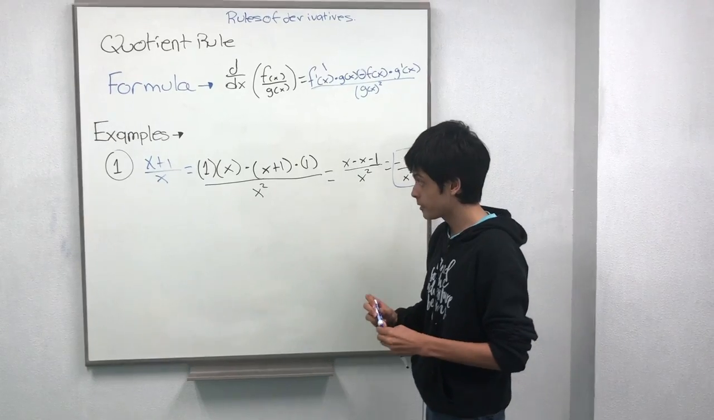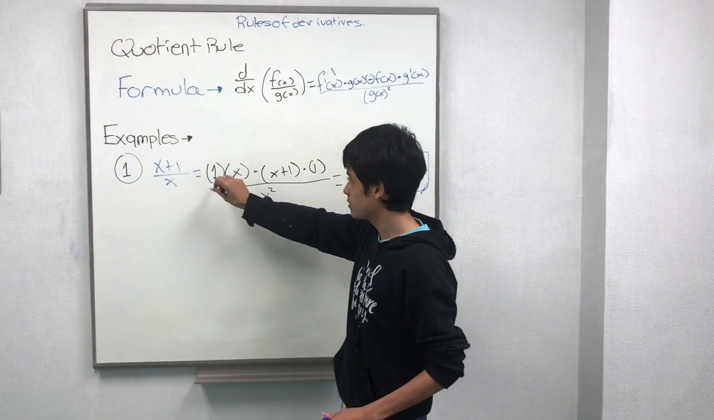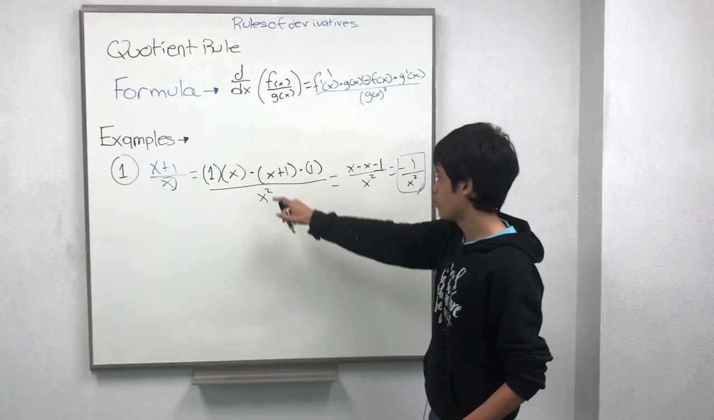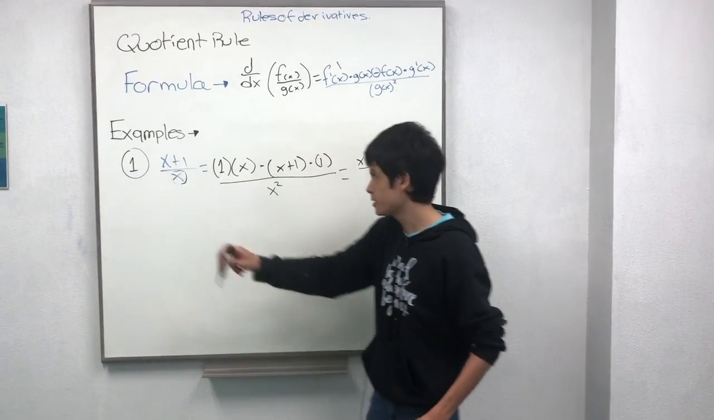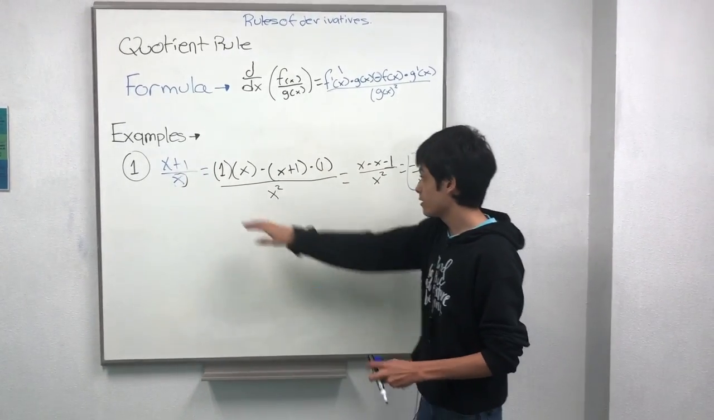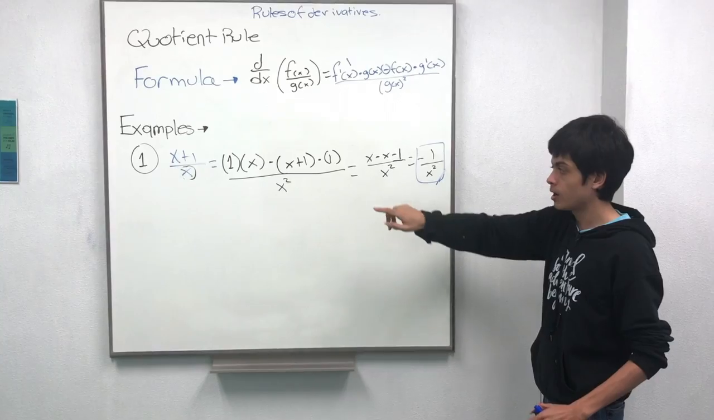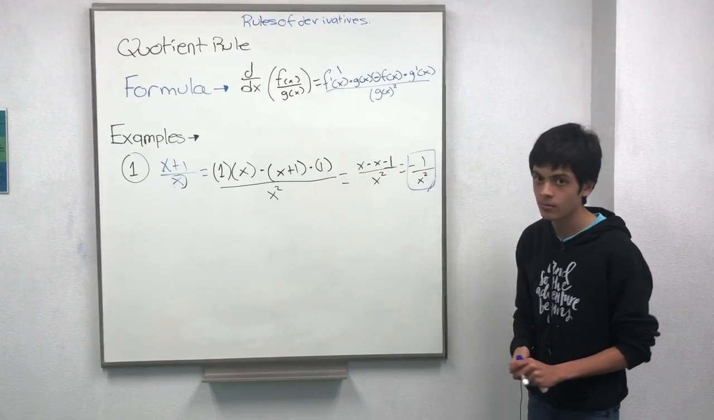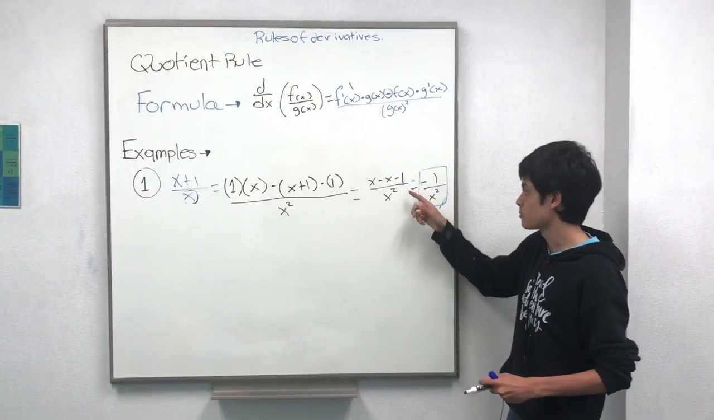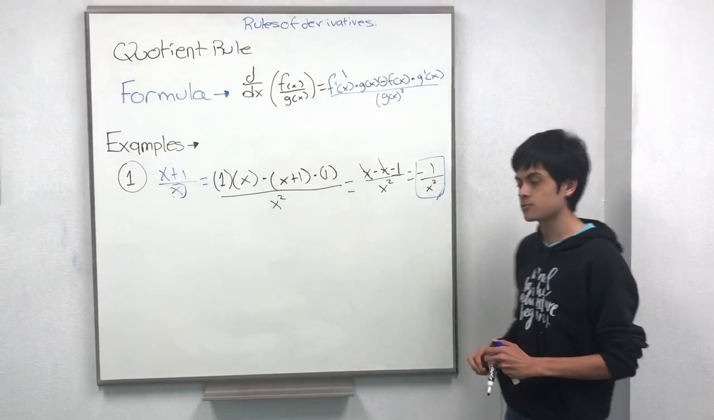Here's an example. If we have x plus 1 over x, the derivative of the first one is 1, as it's only x, times the non-derivative, which in this case is x, minus the non-derivative, which is x plus 1, times the derivative of the denominator, which is again 1, over the square of the denominator. By multiplying and simplifying, we get x minus x minus 1 over x squared. The x terms cancel each other, and we have minus 1 over x squared.